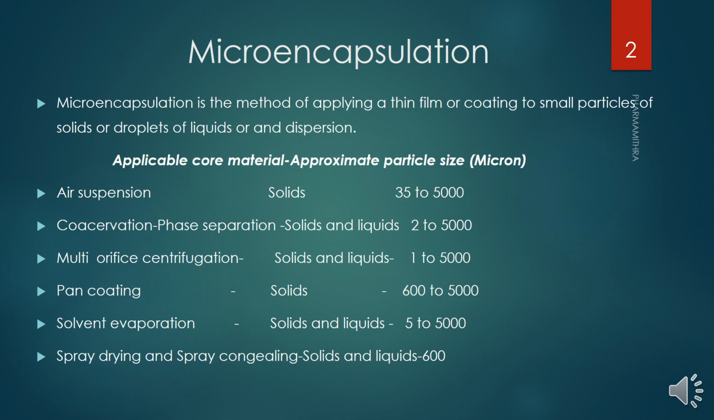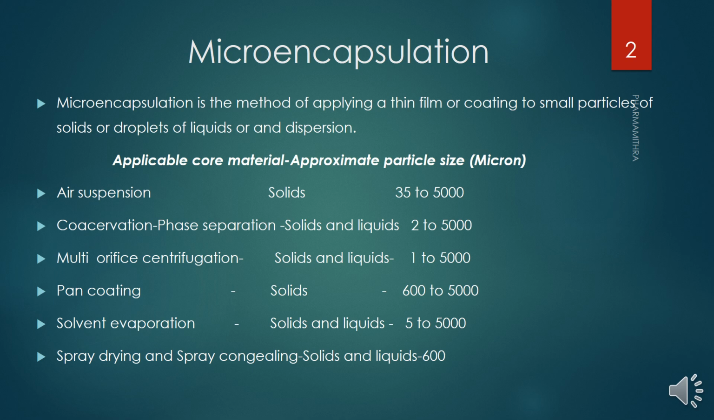these microparticles? The various processes are air suspension, coacervation phase separation, multi-orifice centrifugation, pan coating, solvent evaporation, and finally spray drying and spray congealing. Here we want to know for which process we have to go for solids and liquids, and which methods are suitable for solids. For solids, we most prefer the air suspension as well as pan coating methods. Other methods are suitable for both solids and liquids. And we want to know the approximate particle size, in microns, for each method.